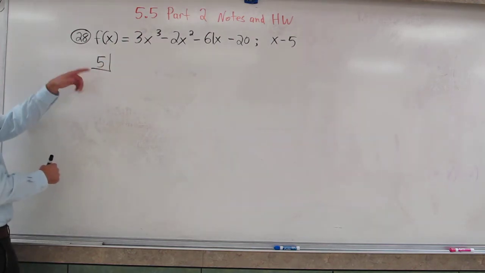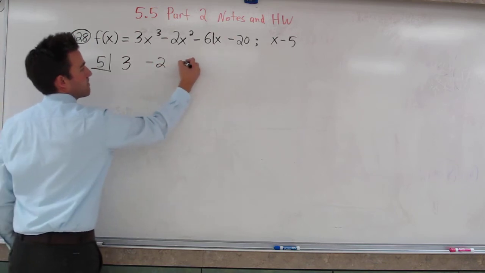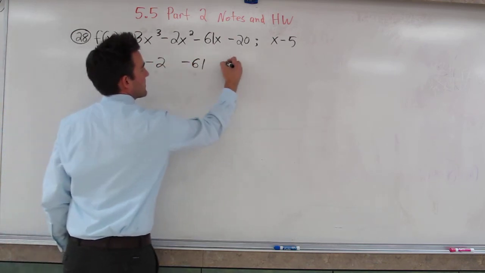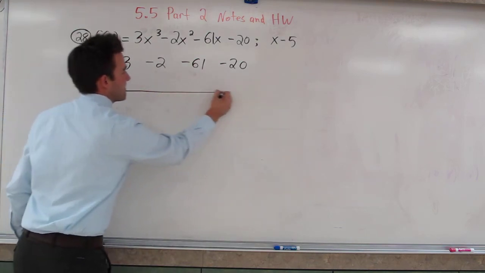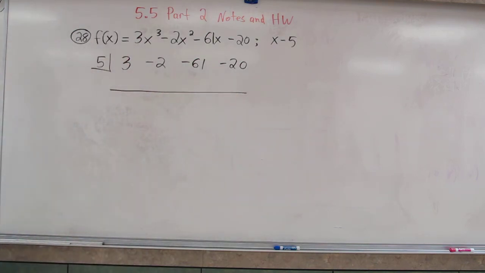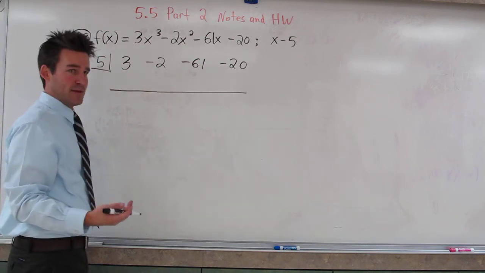I put the 5 in the box, write my coefficients. So now I'm all set up. I'm going to do this pretty slow. See if you can race and beat me right now.